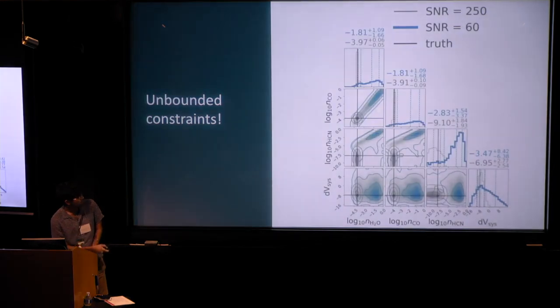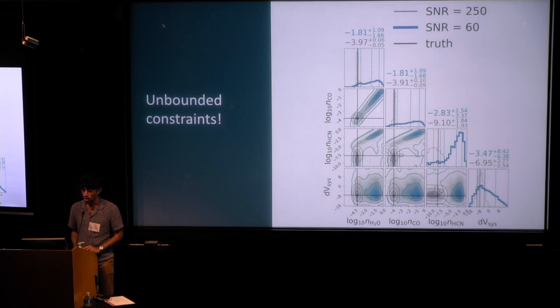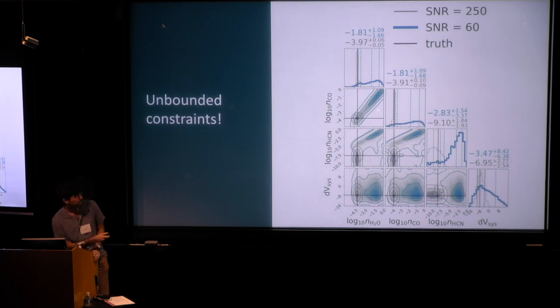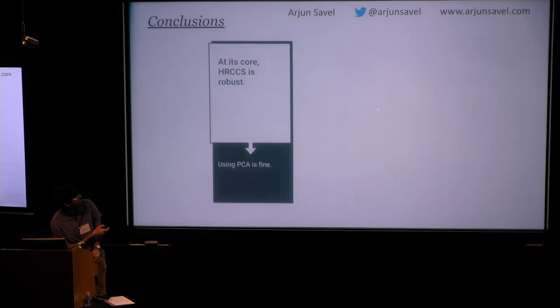I'm going to speed through this real quick and just say when we include noise as well, our inferences about the gases in the planetary atmospheres get really messed up, but the velocity parameters behave somewhat nicely. And I can talk about that more in the Q&A.